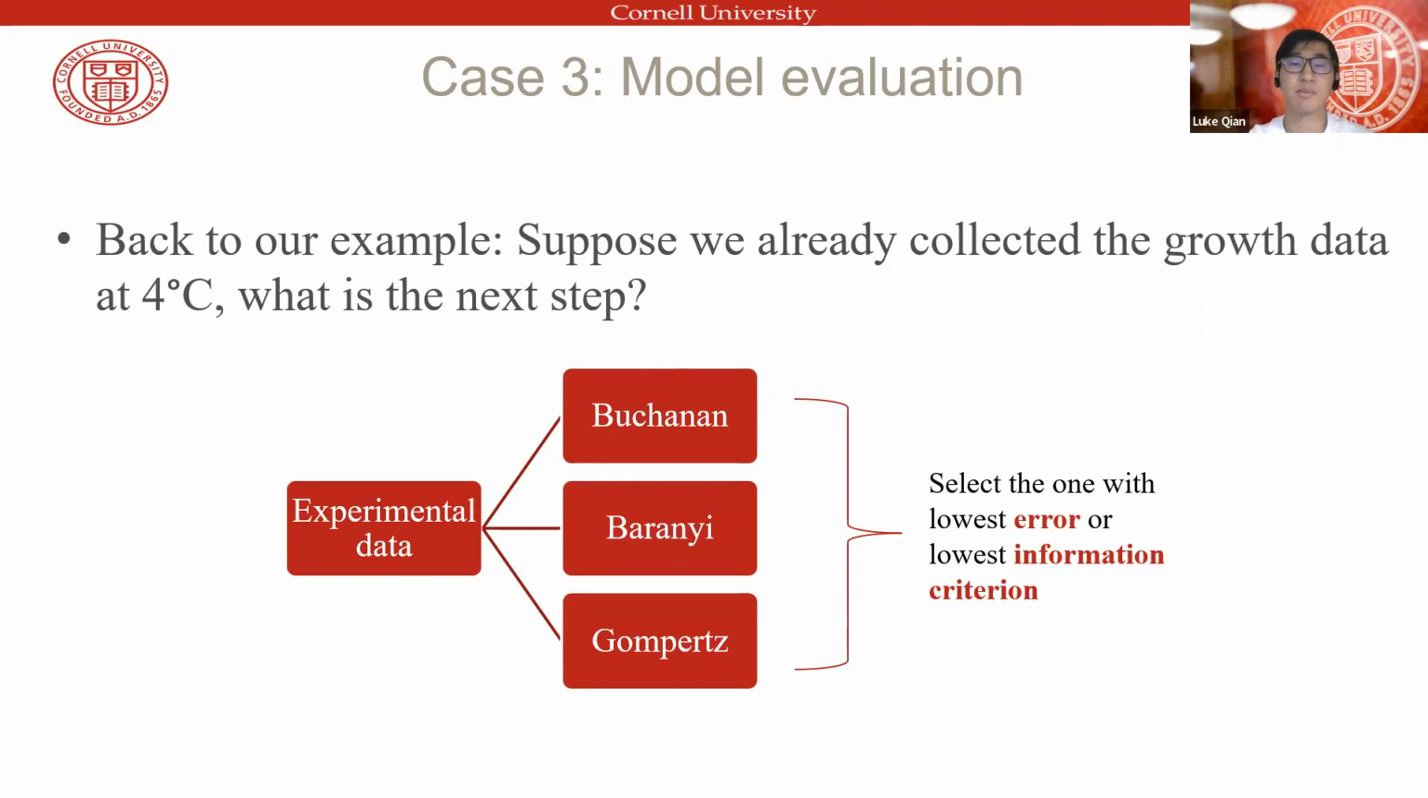So let's return to our example for our primary growth model. Suppose we already collected the growth data. It's 4 degrees C. What is the next step? In my example shown earlier, I only used the Gompertz model, but in reality, we would try out different model types and see which one fits better. So for the primary growth model, there are different models previously developed by other scientists. For example, Buchanan, Baranyi, and Gompertz. Among these models, we will try them one by one and select the one with the lowest error or lowest information criteria.